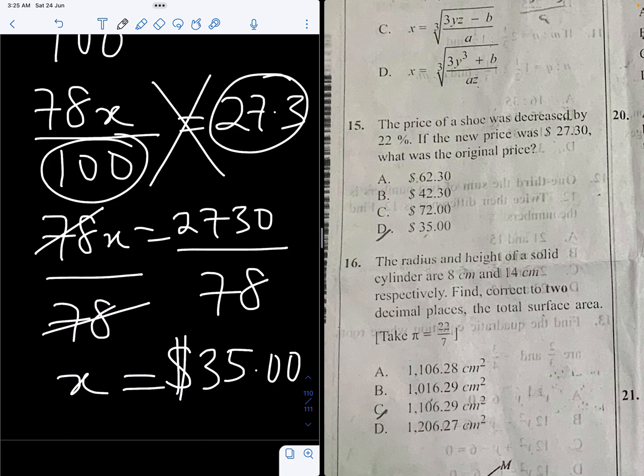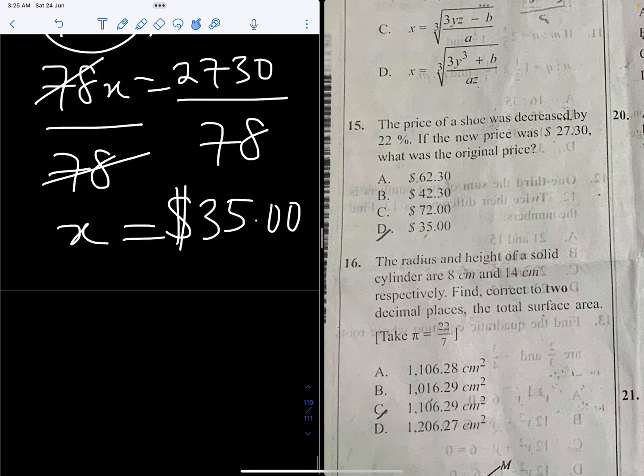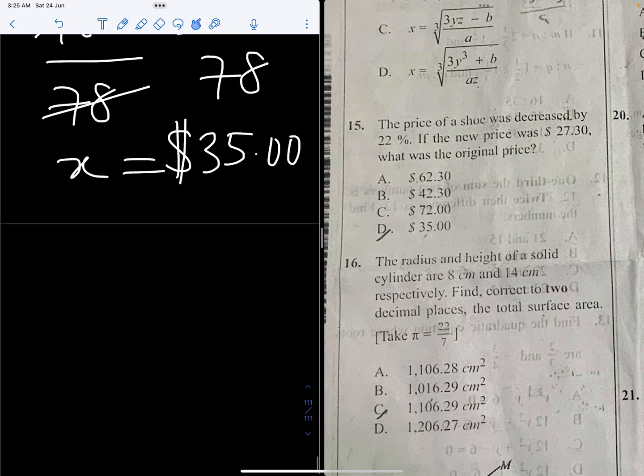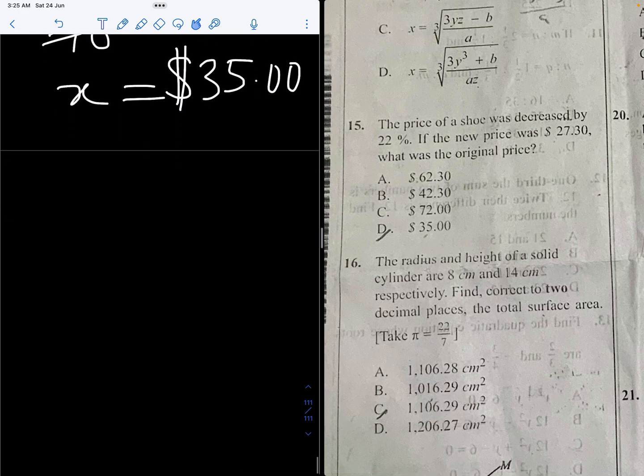That simply means the original price was $35. We go straight to the next, which is number 16.